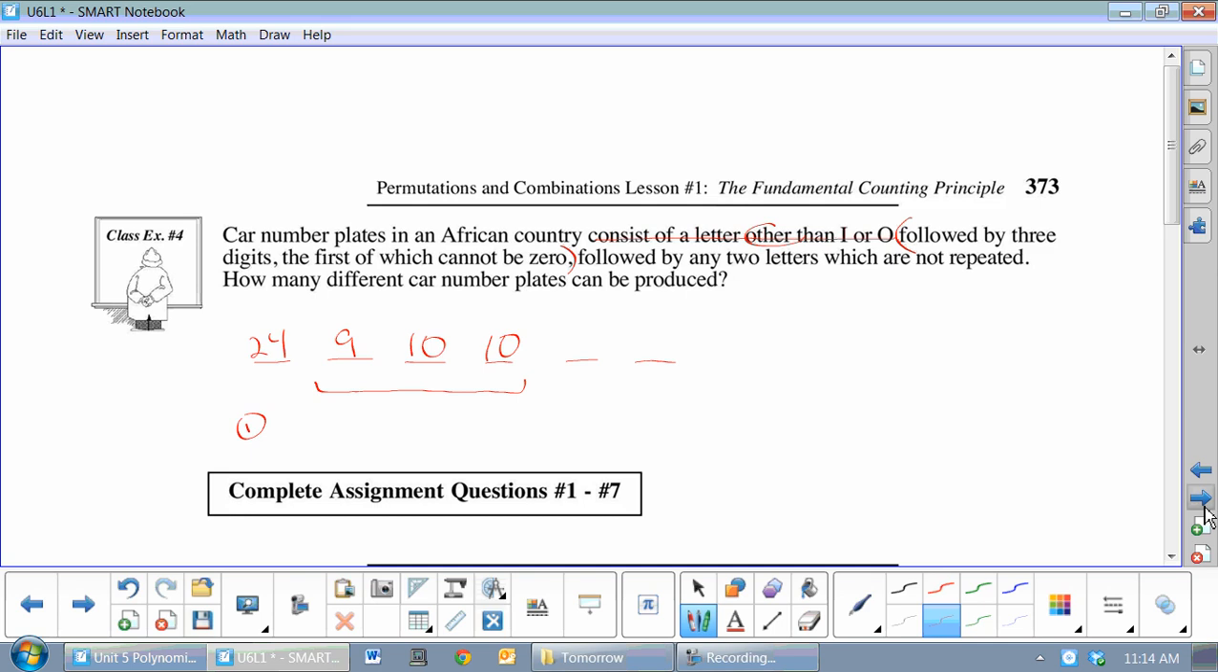So how many choices for the first one? 26 and then 25. And you'll see the answer is the least important part of figuring these out. So I'm always going to give you the answer just to speed things up. It's 14,040,000.